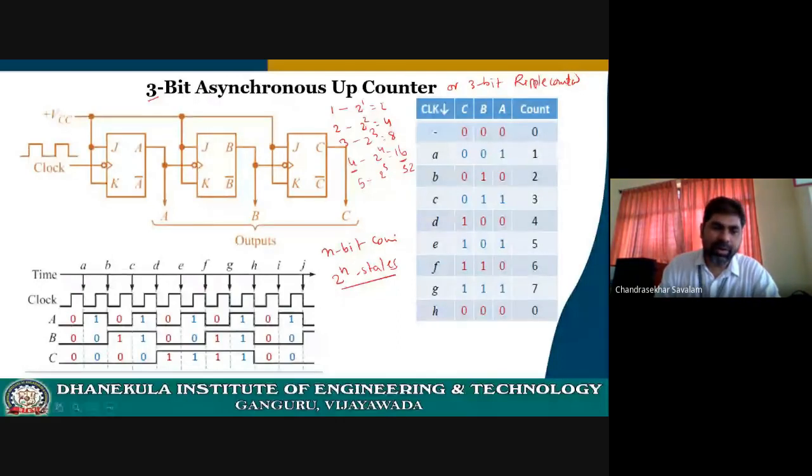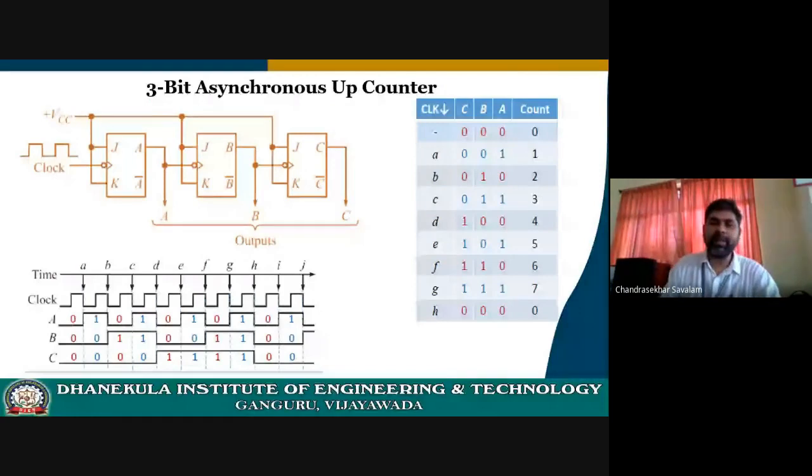Now we are going to design a 3-bit asynchronous counter. Why is this an asynchronous counter? The clock is not applied simultaneously to all the flip-flops. Let us say the flip-flops are A, B, C, with outputs QA, QB, QC. See here, this is a negative edge trigger clock, students. It is directly applied to the A flip-flop only, the LSB flip-flop.